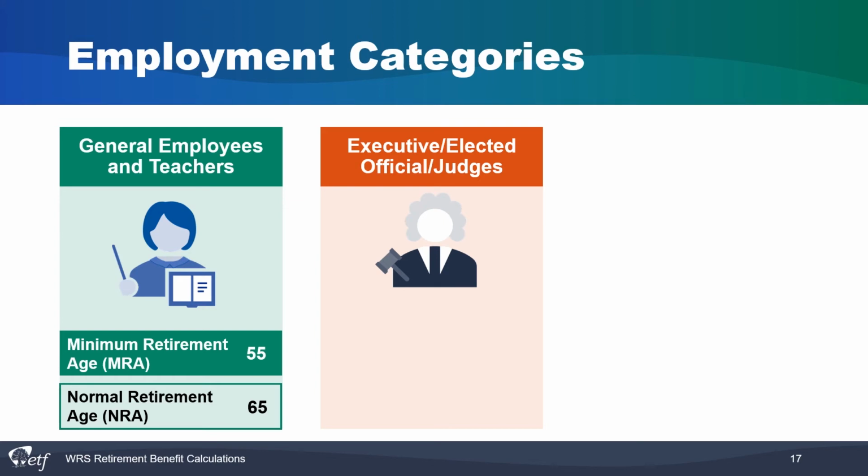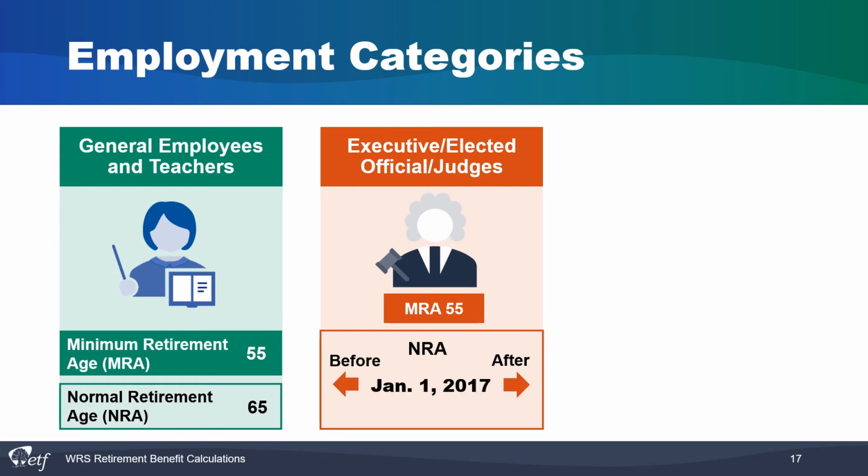If you're in the executive, elected, or judge employee category, your minimum retirement age is 55. However, your normal retirement age is affected by whether you began employment before January 1st, 2017, or on or after January 1st, 2017. If you were employed before January 1st, 2017, your normal retirement age is 62. If you were employed on or after January 1st, 2017, your normal retirement age is 65.